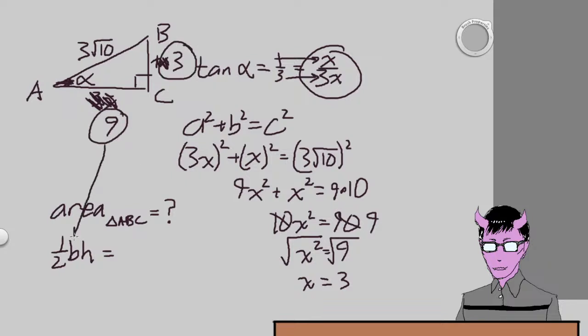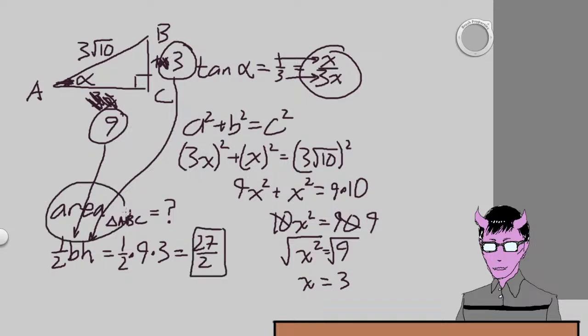So arbitrarily plug it here, arbitrarily plug it there, which simplifies into 1/2 times base 9, height 3. We're going to get 27/2. That's going to be the area. Well, we don't know the unit, so I'm going to just put unit squared. That's a good habit. Alright. And that's the answer for this particular problem.